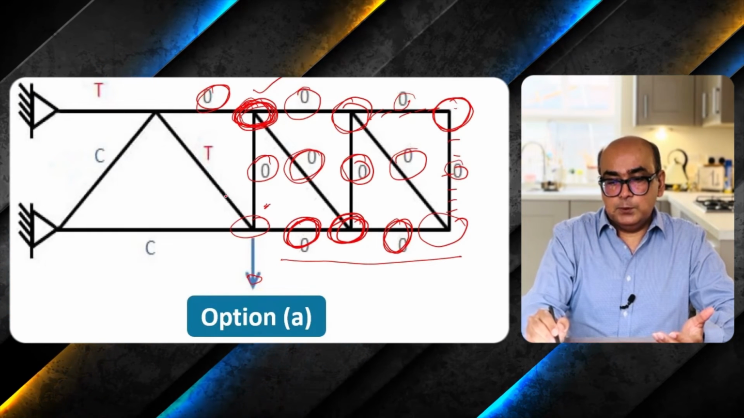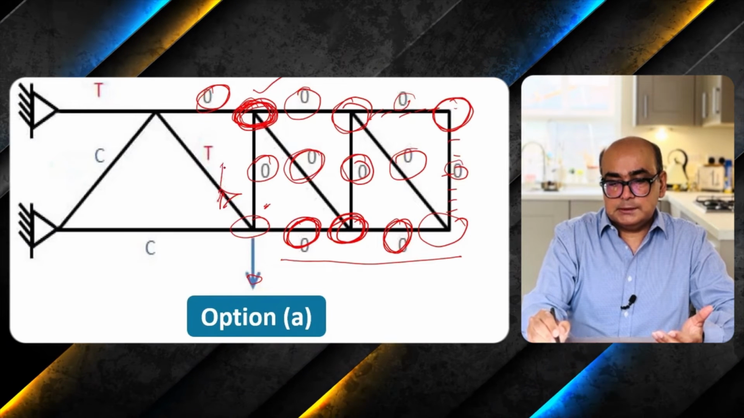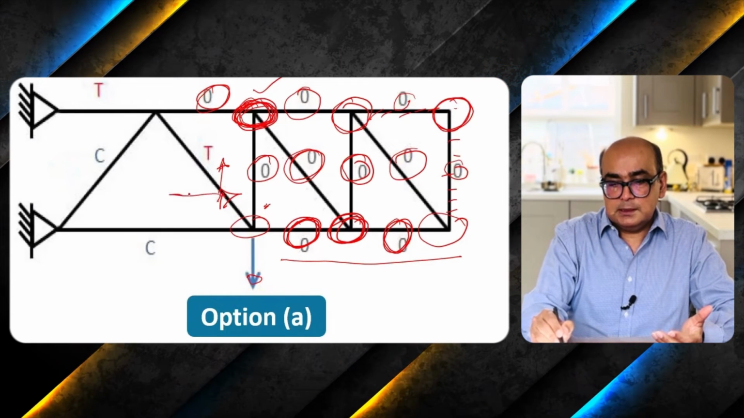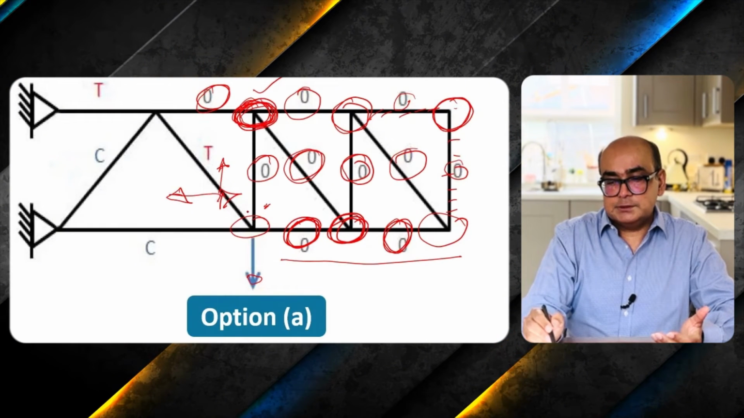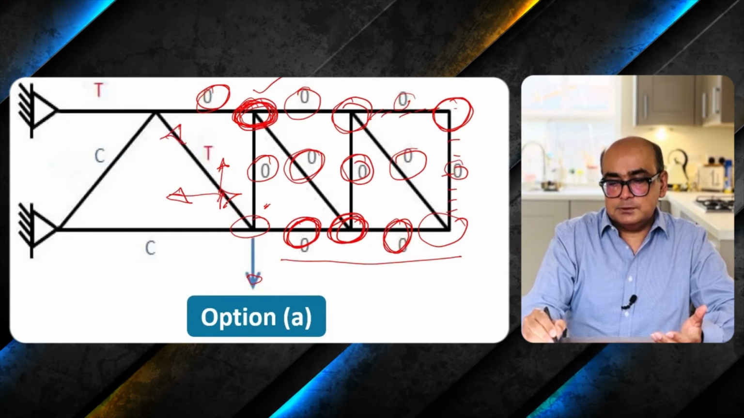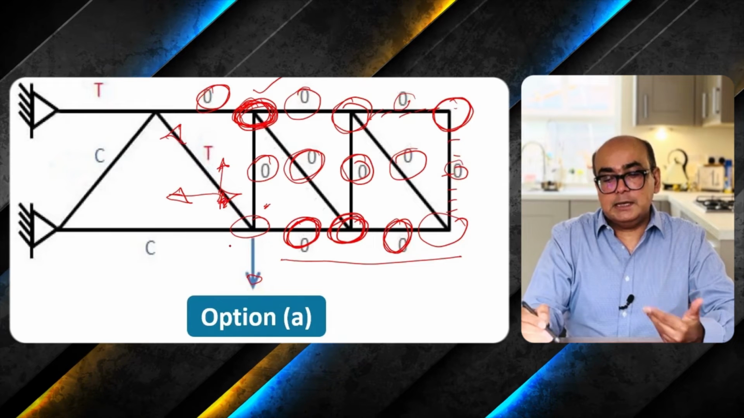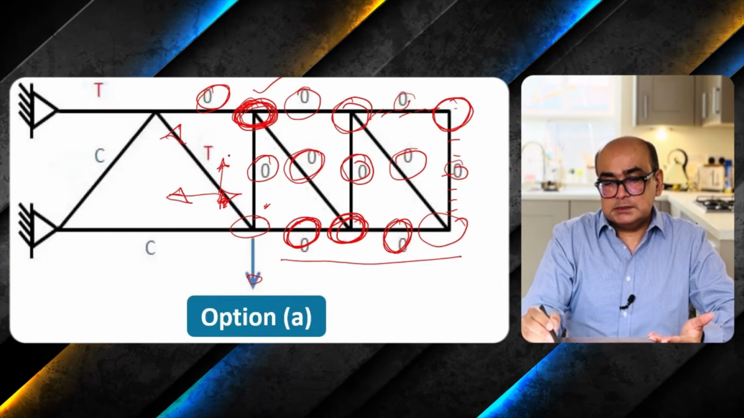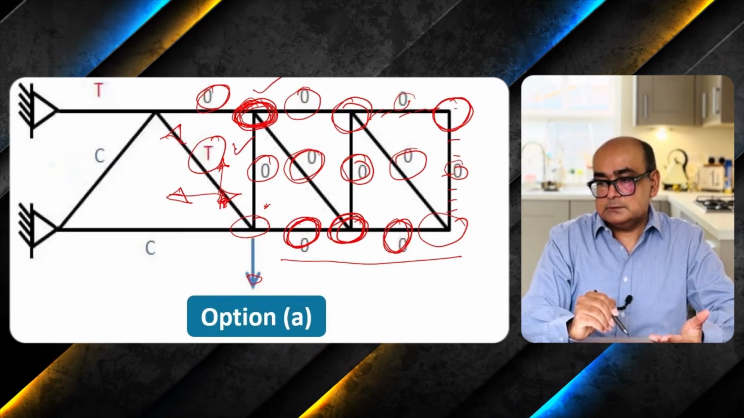The vertical component of this member should point upwards and the horizontal component should point leftwards. So which means that arrows are pointing away from the joint for this member. When arrows are pointing away from the joint, this is termed as tension. So it means that this tension is fine.